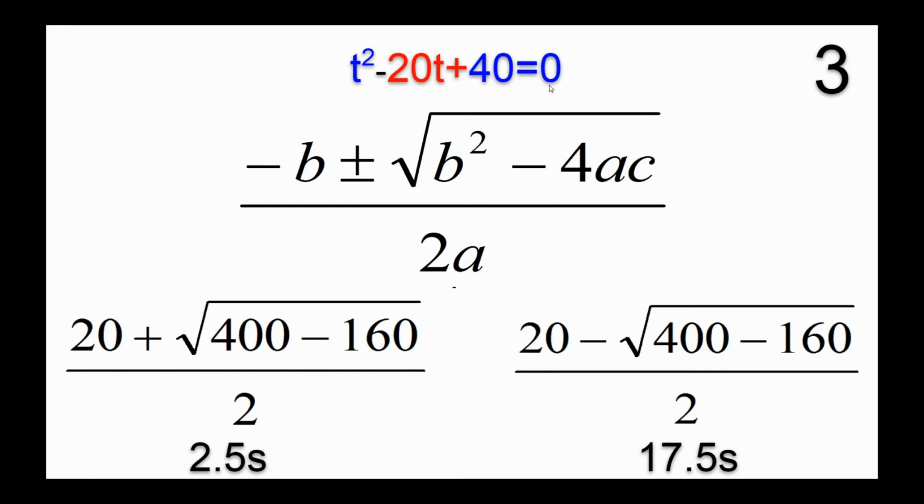Here's the quadratic we've got. A is 1. B is negative 20. C is 40. This leads to 2 solutions: 20 plus this and 20 minus this, and both of them give us positive time values. So in fact, car A is finally gonna smoke car B 17.5 seconds later, even though at first car B won. So here's a case where the 2 solutions of the quadratic make real world sense.